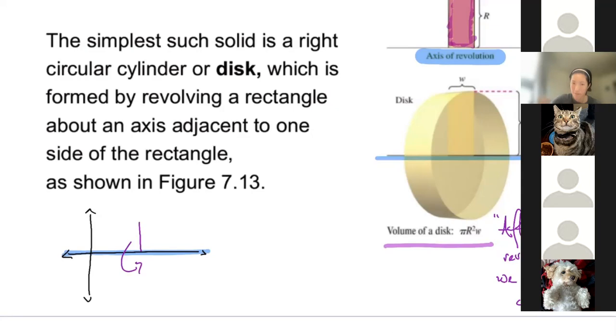When I'm done rotating this around the axis or revolving this around the axis, if I look at it from sort of this end, I'll end up with a circle where the radius of this circle is that line that I started with. Does that make a little bit more sense?